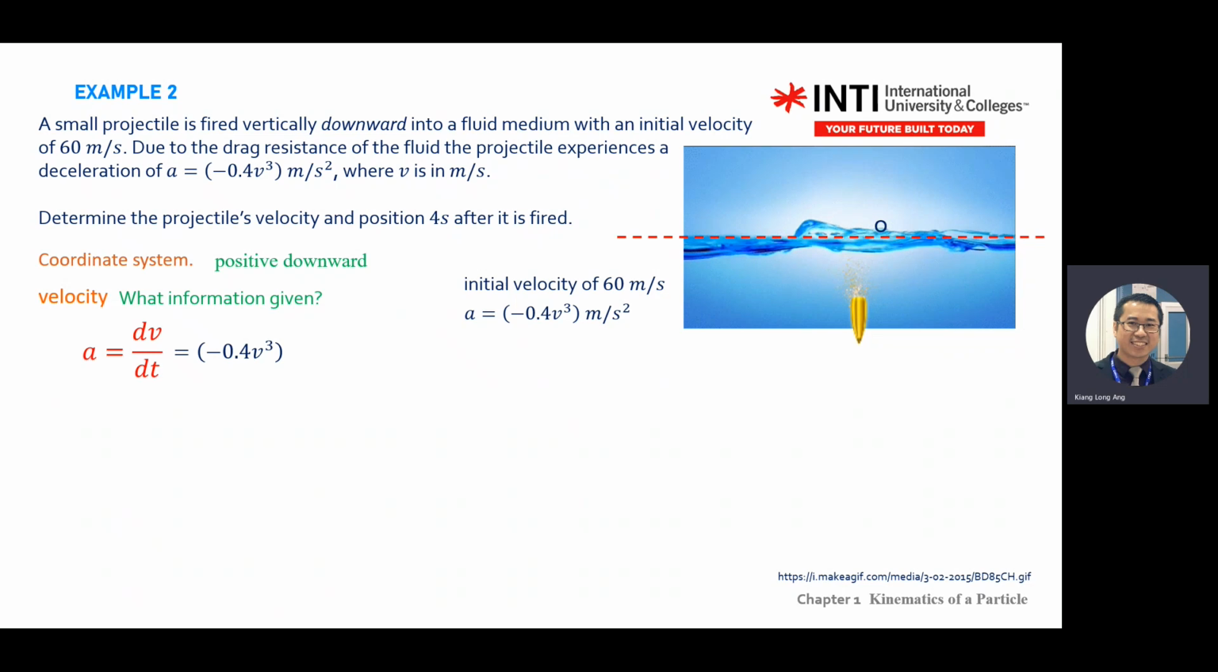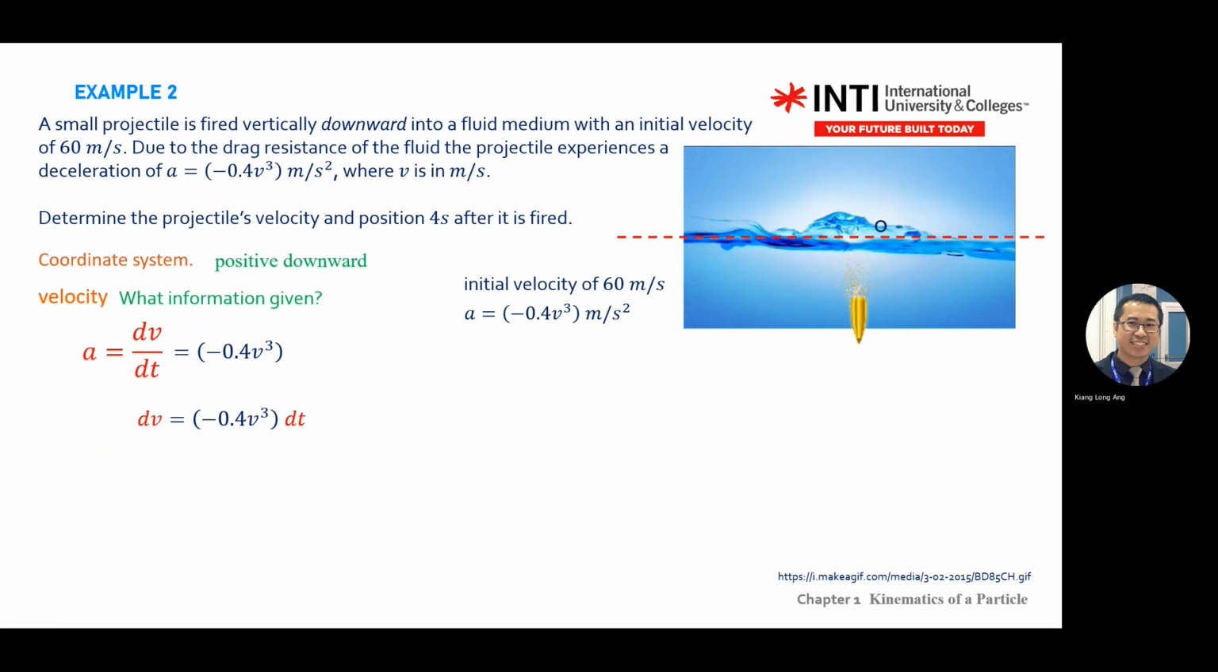And in the question, example 1 already tells you the area of error, why you cannot integrate V directly, and so on. So the acceleration you are given is minus 0.4 V cubed. So you rewrite the equation, you get dV equal to minus 0.4 V cubed dt.